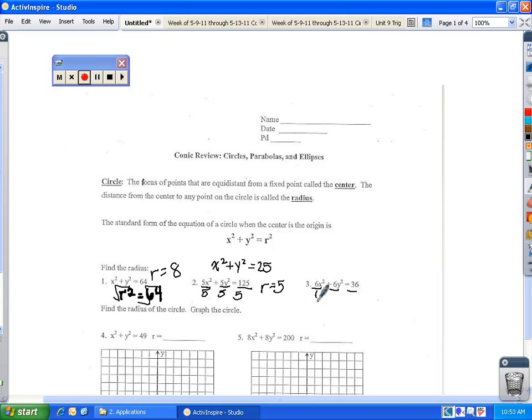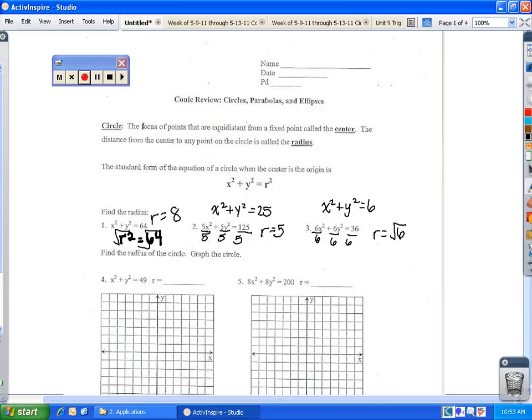Last one, you want to do the same thing. Divide everything by 6, so therefore you have x squared plus y squared equals 6. Your radius is equal to the square root of that number, so your radius is equal to the square root of 6.